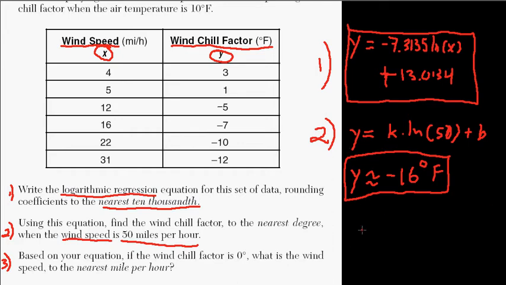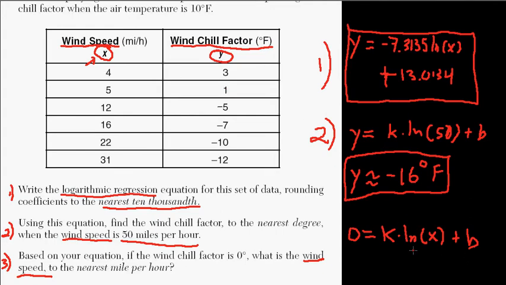So what we have now is 0 equals k times natural log of x. And again, I'm just using k in place of negative 7.3135 because I don't want to write it all those times, plus b, where b is 13.0134, right? And y, wind chill factor, is set equal to 0. I want to know what the wind speed is. Wind speed is x. So I want to solve this for x.